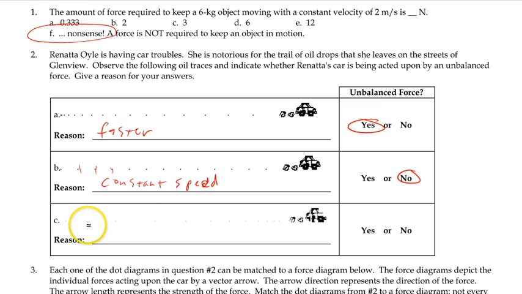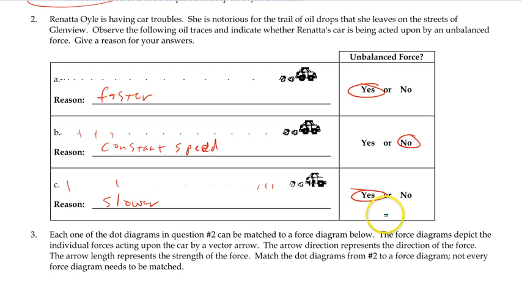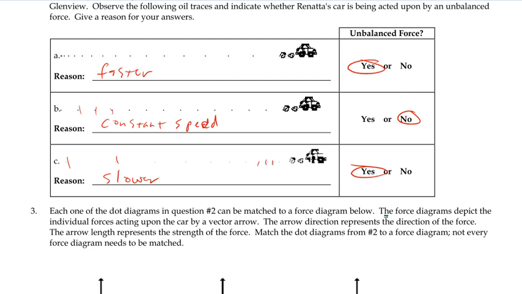In this next one, we start out larger, and then we get much smaller. So in that case, we're getting slower. And again, that means, yes, there must be an unbalanced force. We are changing the state of motion. Now, keep those in mind as we try to match force diagrams below to which ones might go above.